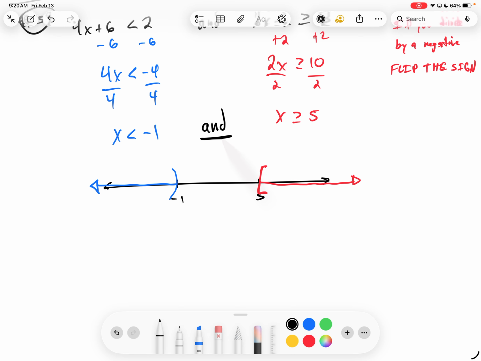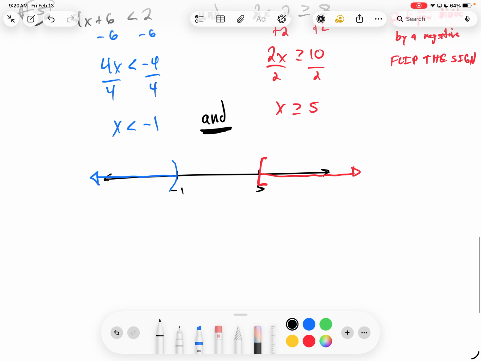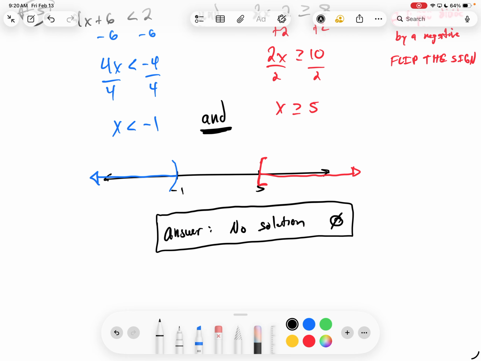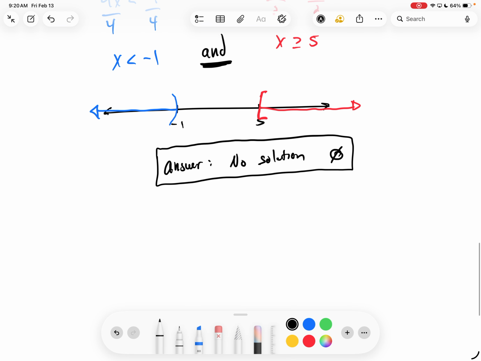have the word and, right? What area is the red and the blue line both on there? Do they share a spot? No. So my answer is actually no solution, which I think they use this symbol for. Okay? Because I need something that is less than -1 and greater than or equal to 5. Well, that doesn't exist. Okay? So if you draw the picture, you can say what's less than -1 and greater than 5. It's got to be on both lines.